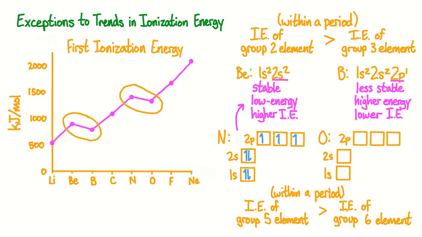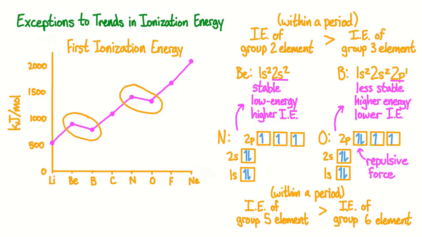Having a half-full subshell like this is a stable, low-energy arrangement. Oxygen has a similar electron arrangement, with one key difference. Its 8th electron doubly fills one of the 2p orbitals. When 2 electrons occupy the same orbital, there is a repulsive force between them, as they each have negative charges in close proximity to one another. Because of this repulsive force, the electron arrangement of oxygen is less stable, with higher energy. It becomes easier to remove this extra electron, and thus, oxygen has a lower ionization energy than nitrogen.